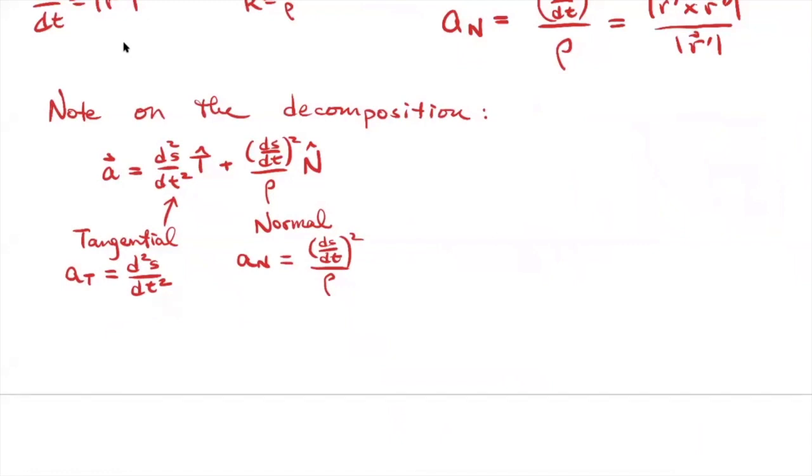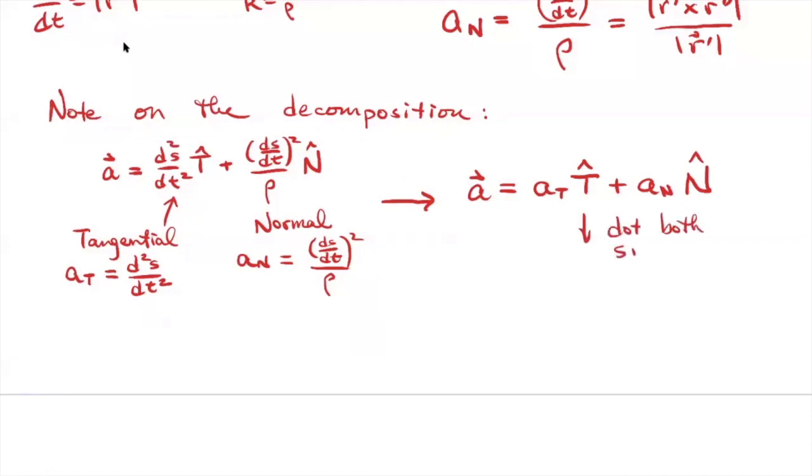Okay, so all I wanted to say, just referring to that, is to say that acceleration is the tangential component times the unit tangent plus the normal component times the unit normal. And I want to show you what happens if you dot both sides with the unit tangent. So we're going to dot both sides with T.